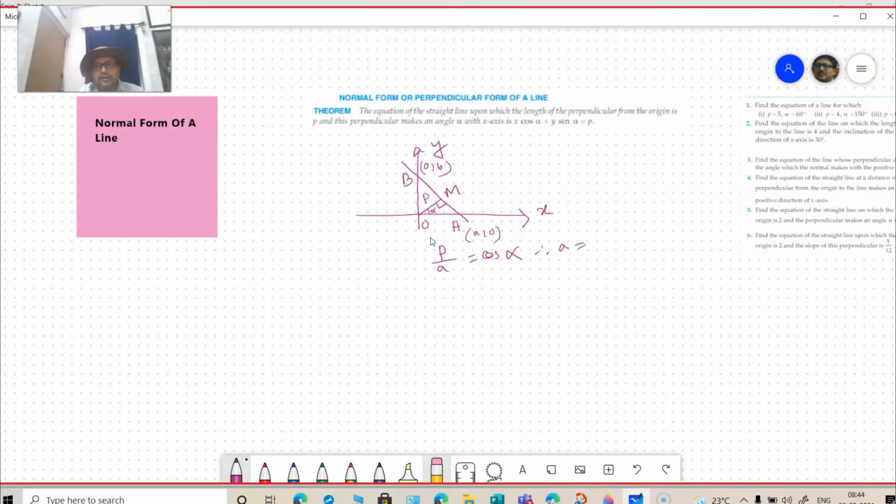Therefore, A equal to P by cos alpha. If you consider this part, if this angle is alpha, 90 minus alpha, this angle is going to be alpha, and this length is equal to B. So in the diagram, P by B equal to sin alpha. Therefore, B equal to P by sin alpha. So the equation of line is x by A plus y by B equal to 1.